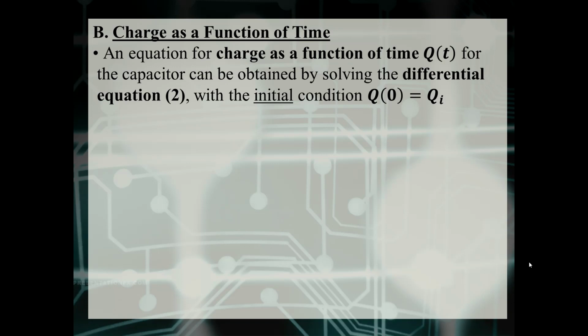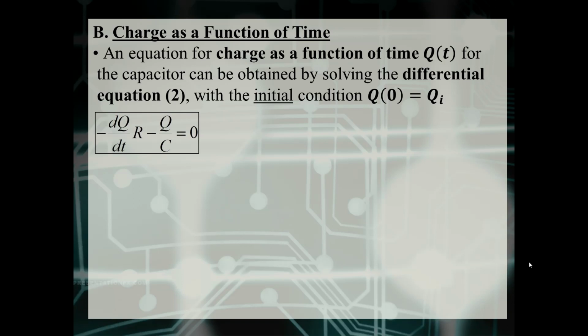Therefore, Q when time is 0, when we're just starting the discharge phase, is going to be equal to Qi. And Qi would be the maximum charge that was built up in the charging phase. Okay, so let's go to the equation we got from the loop rule: negative dq over dt times R minus q over C is equal to 0. Then we're going to solve this differential equation using separation of variables.